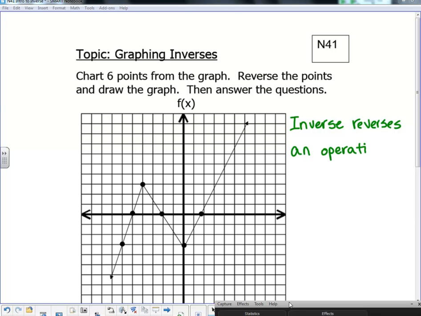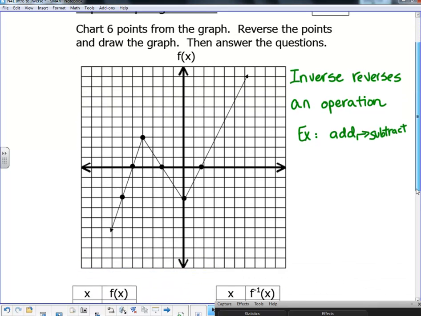So we're going to look and see what the inverse of a graph is going to look like. But before we do, an example of an inverse might be adding will reverse subtraction. In this case what we're going to do is switch the x and y coordinates. Instead of going -6, -3, we're going to reverse that and go -3, -6.